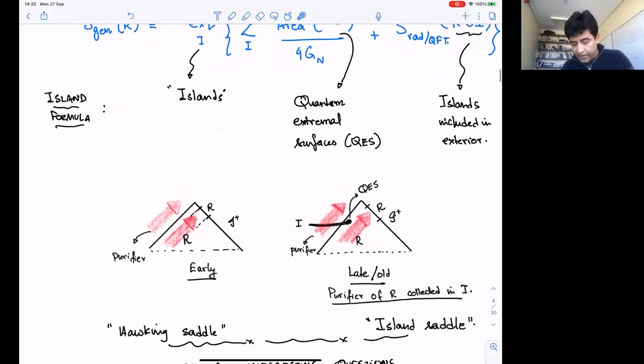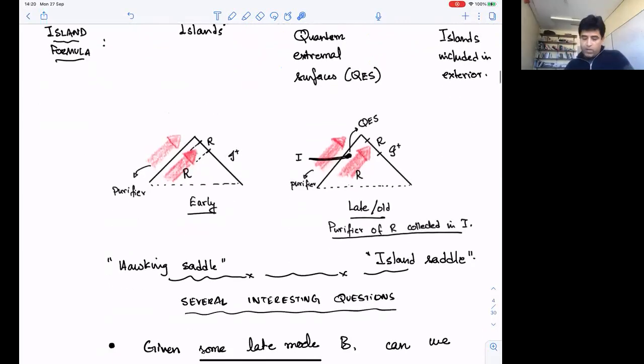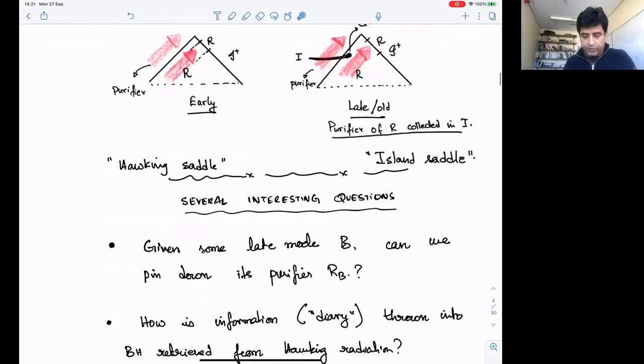So there are two things happening. The island regions are identified behind the horizon, and they collect the purifiers of the Hawking radiation. And since I is now, by this recipe, included on the outside, you get a purification of the radiation and the Page curve begins to turn around. So the purifier of the radiation is collected in the islands. Another way of saying this is that the islands are in the entanglement wedge of the radiation. The exchange between the early time picture and the late time picture is the exchange between the Hawking saddle and the island saddle, the no island saddle and the island saddle. And it is this exchange that helps us understand the turnaround of the Page curve.